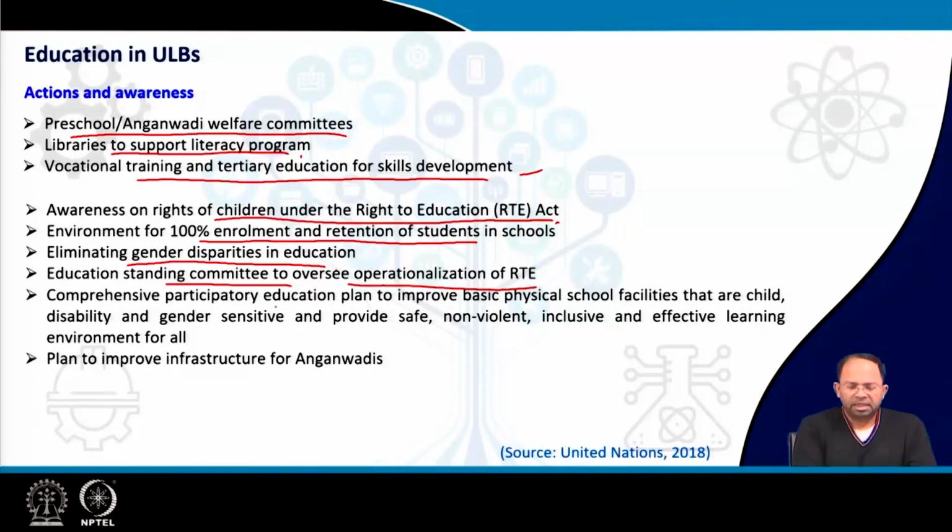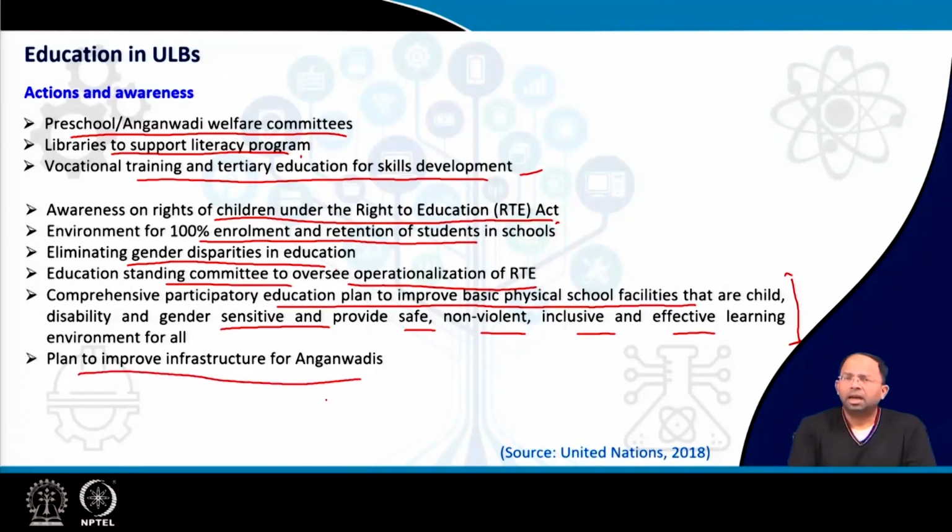Then a Comprehensive Participatory Educational Plan to improve basic school facilities that are child, disability and gender sensitive and provide a safe, non-violent, inclusive and effective learning environment for all. So of course we have to improve the infrastructure for schools, and plan to improve the infrastructure of Anganwadis as well. For Anganwadis, there is a need to improve pre-primary education. That's where the Anganwadis come in, and this has to be significantly improved.